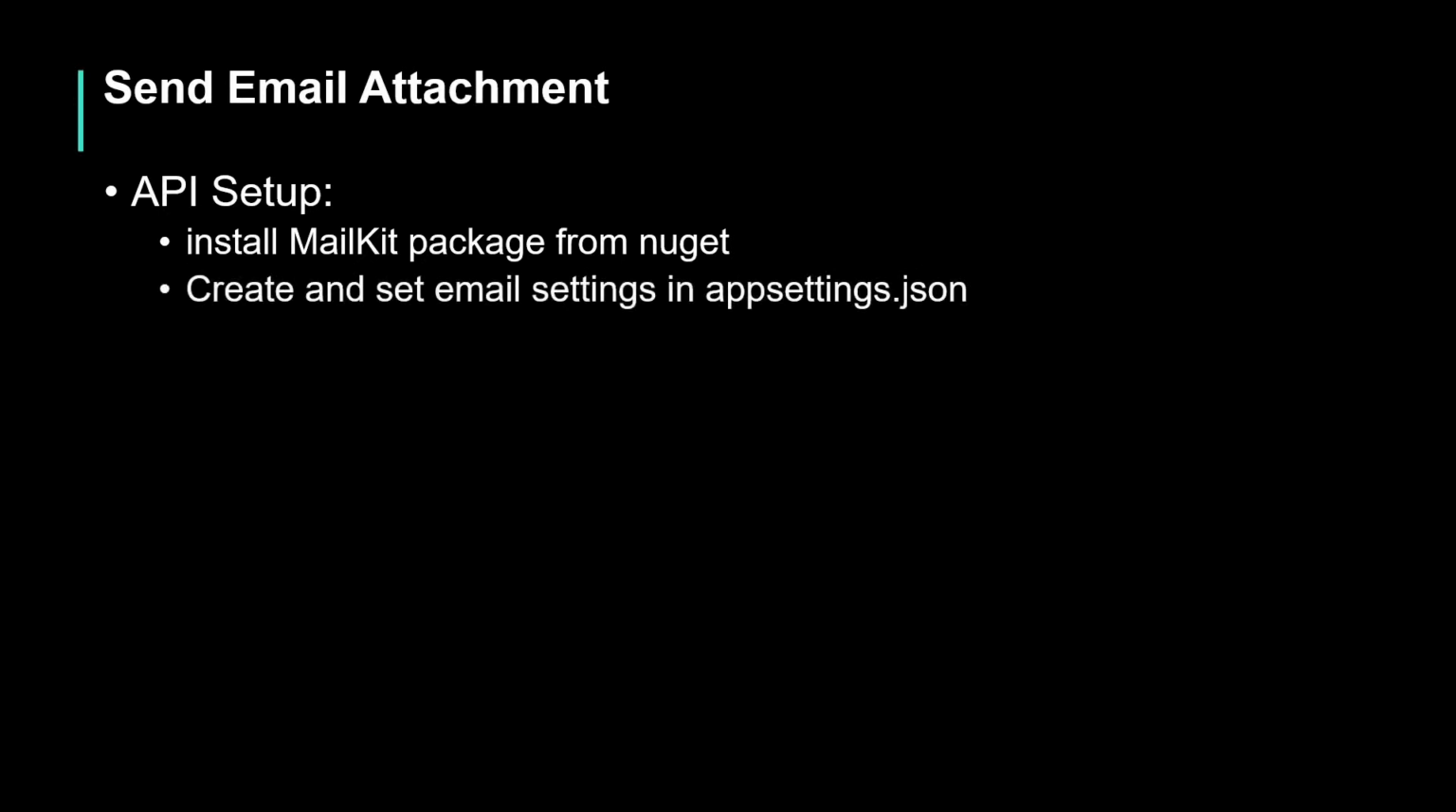To set that up, what I did, and there are other tools that handle email in .NET, but I like to use something called MailKit. It's a package from NuGet that you can easily download and install. Once you have that, you can use the app settings JSON to define email settings. That would include the server name, the port, credentials, things like that.